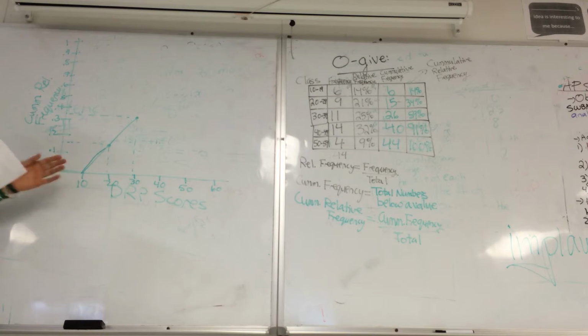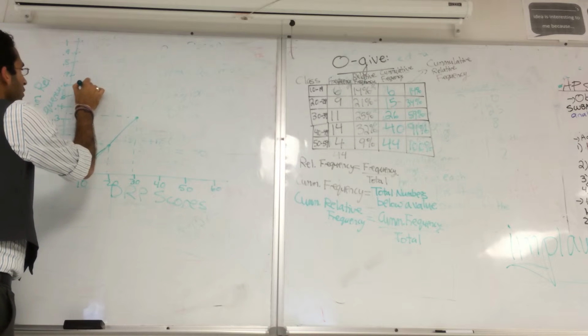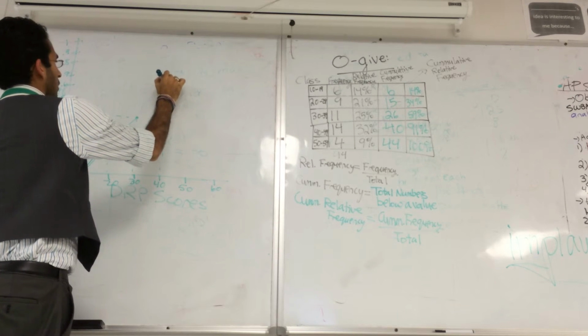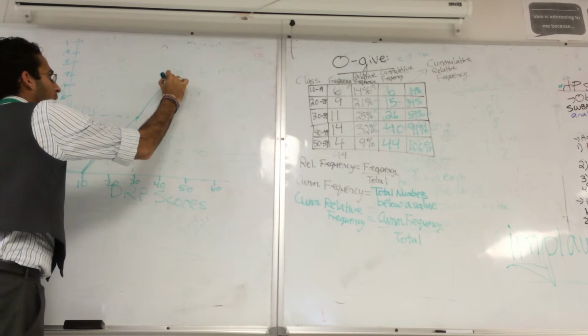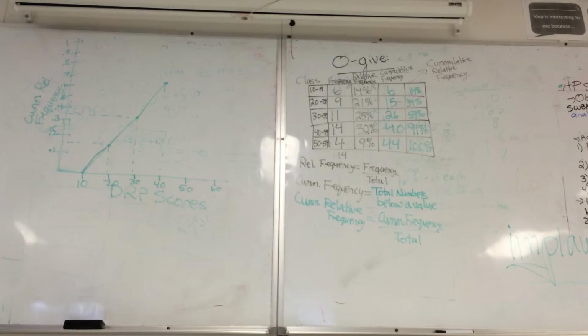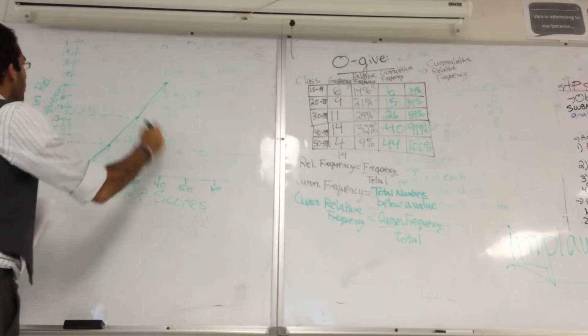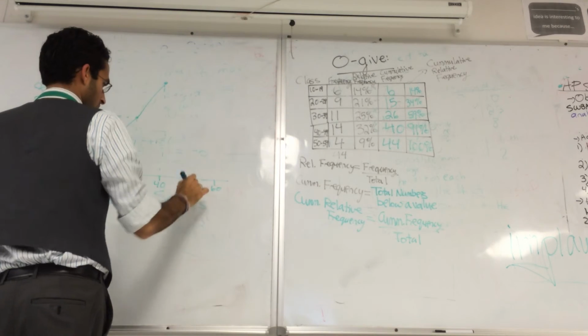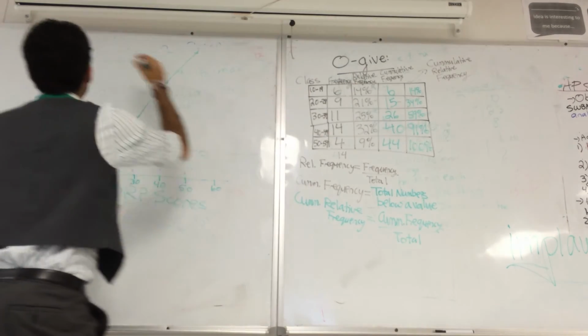It will not, of course, always be so linear. We're about to see why not. At 39, 59% of the data. At 49, 91% of the data. And then by 59, 100% of the data.